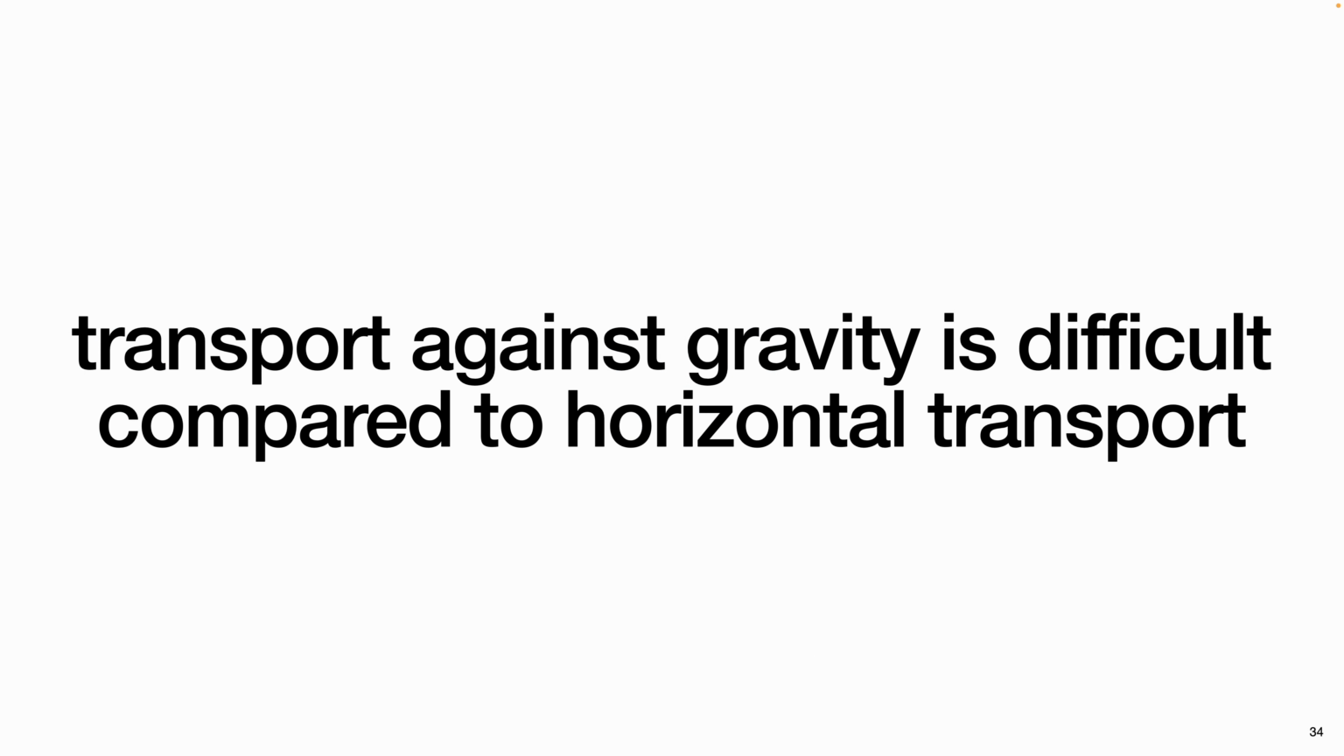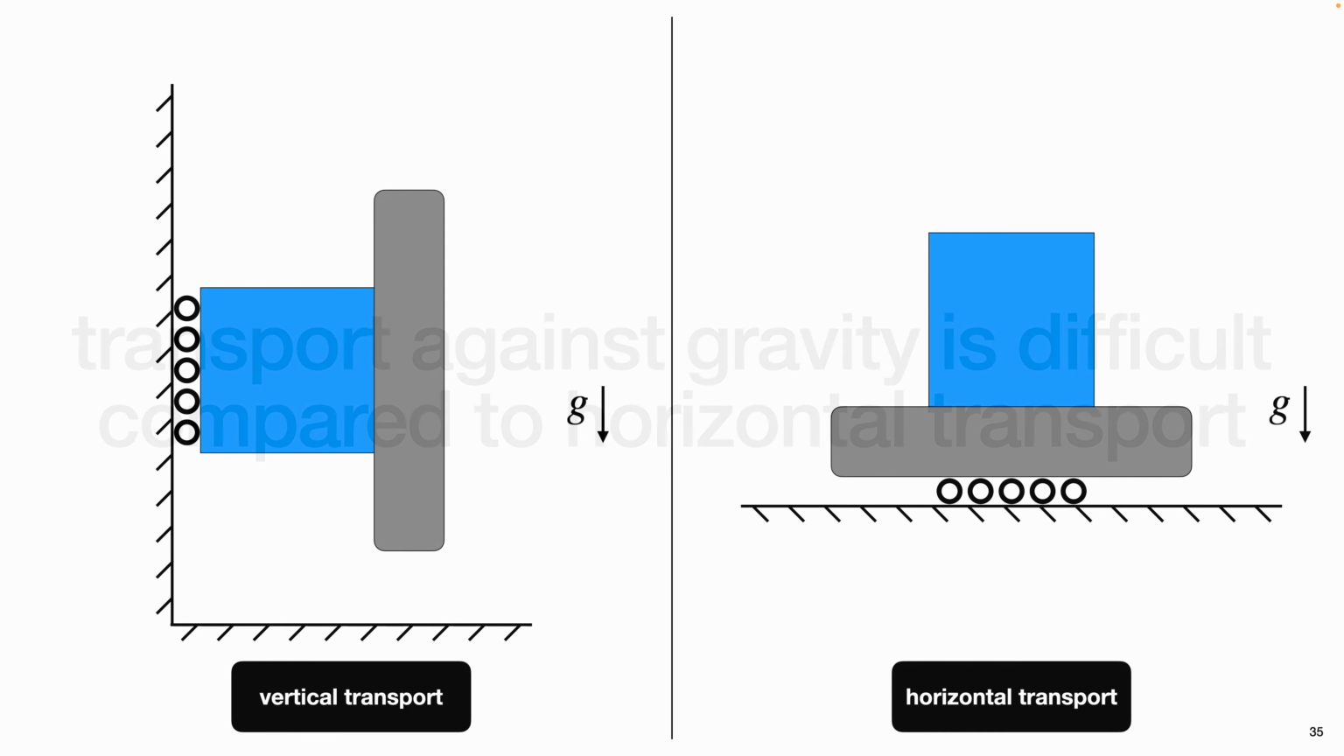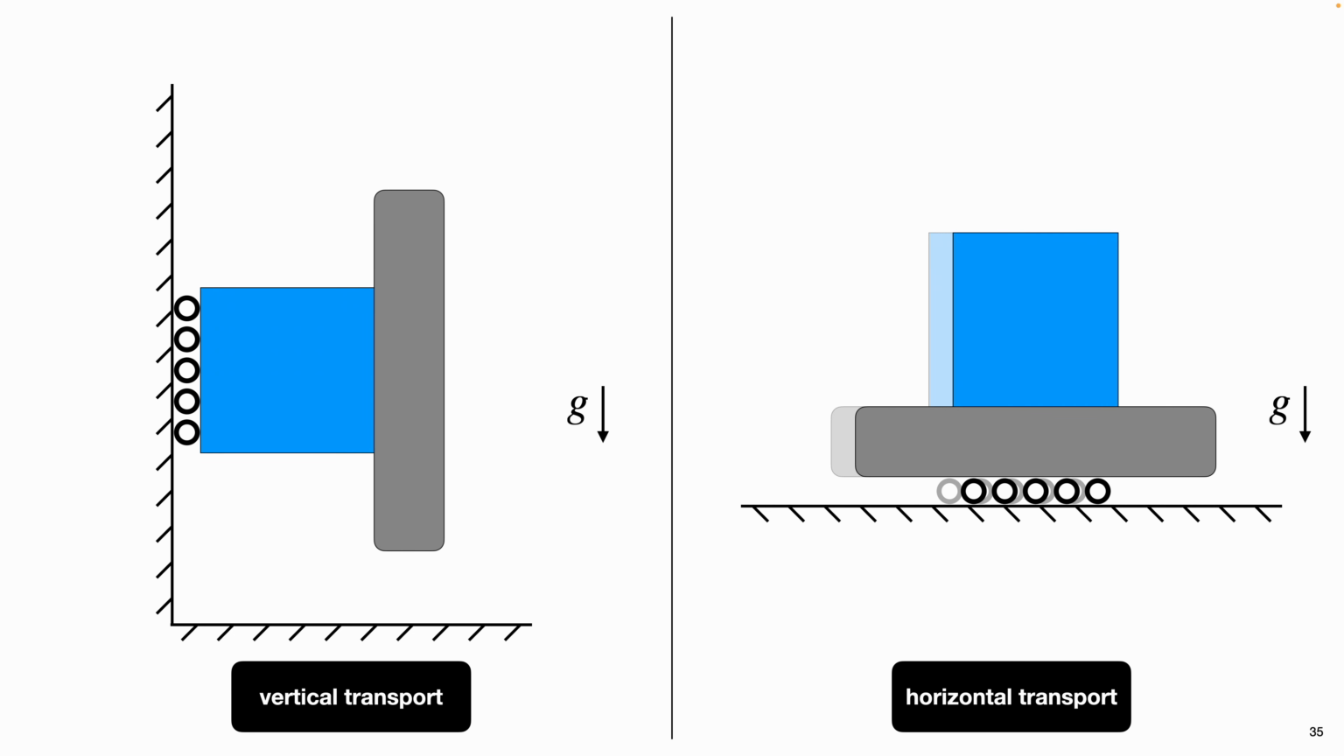However, vertical vibratory transport is much more difficult to achieve compared to its horizontal counterpart. Let's take a quick look at how we can achieve horizontal transport. In fact, we can still use the same sticking and slipping phases that we use for the vertical case in order to propel a part in a desired direction. However, there is a fundamental difference between horizontal and vertical transport.